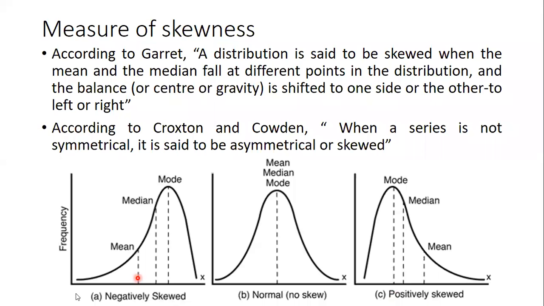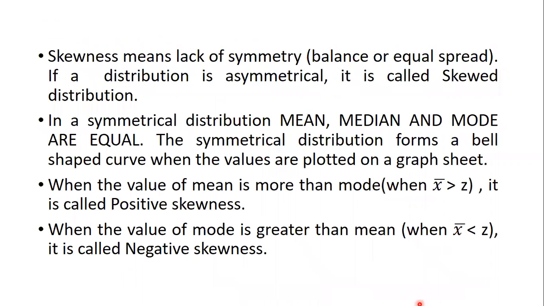Similarly, if you take the other part, here you have the mean value coming first and then the mode value. So when your mean value is coming first, then it is negatively skewed. If your mode value is coming first in the graph, then it is positively skewed. So that is what they are talking about. When the value of mean is more than mode, it is called positive skewness. When the value of mode is greater than mean, it is called negative skewness.